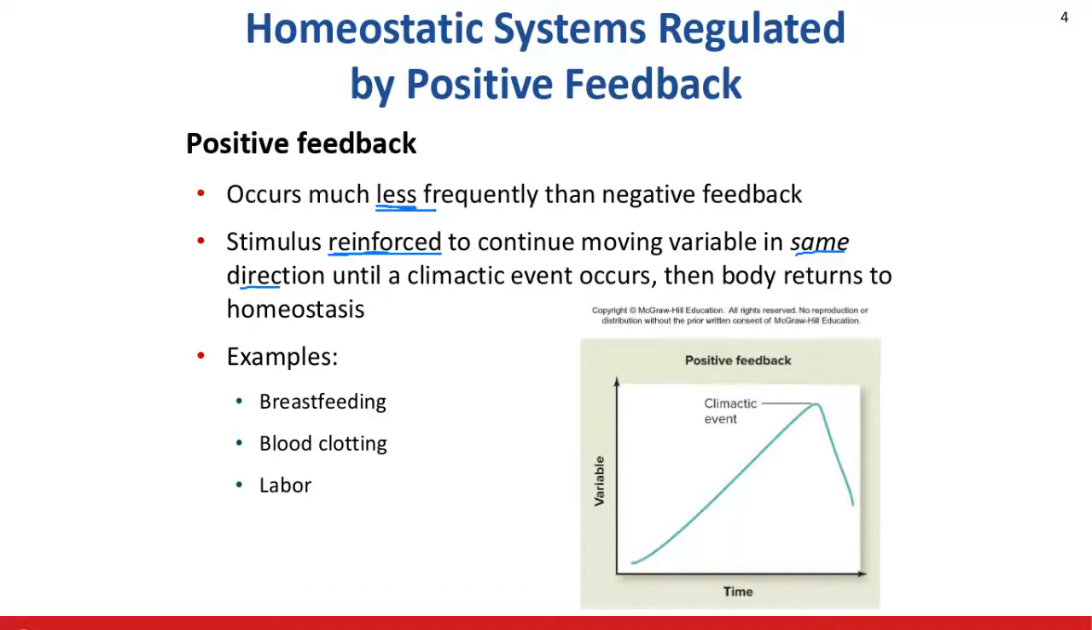So keep in mind that when we talk about positive feedback, we're always going to move in the same direction, basically reinforcing the stimulus until that climactic event happens. What's the climactic event in labor? Giving birth, having the child. Once that occurs, then we're done, and we don't need to worry about that anymore. Same thing with blood clotting. What's the climactic event? We stop bleeding.